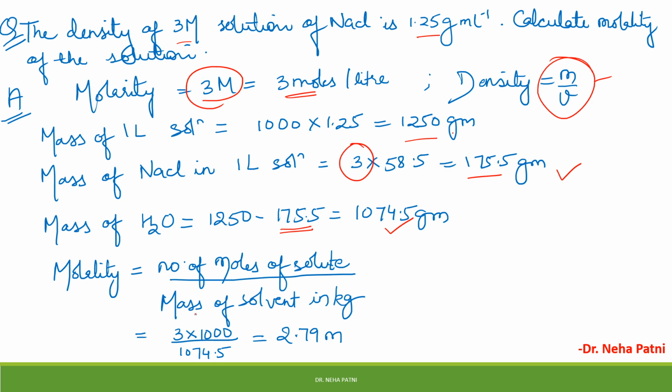Now you try to substitute here. So number of moles of solute would be this, mass of solvent is this, in kg is this, and you will be getting the answer small m 2.79. So I hope you are able to understand the connection between molarity and molality.